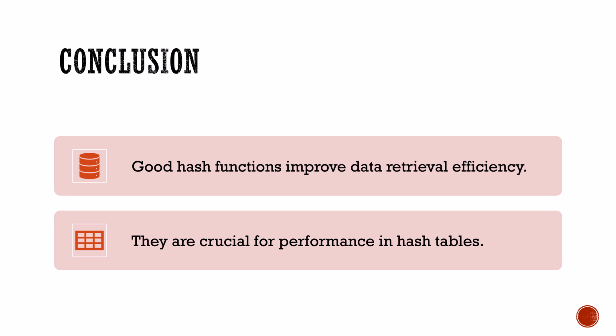To conclude, hash functions play a very important role in data structures. Different hash functions have different efficiencies. A good hash function improves data retrieval efficiency by reducing collisions and ensuring uniform distribution. These concepts are widely used in databases, compilers, and real-world applications.